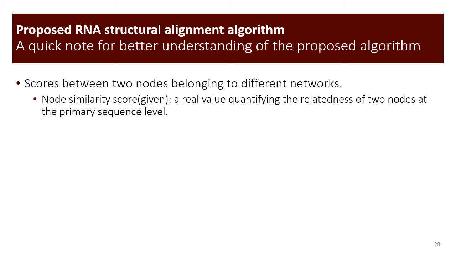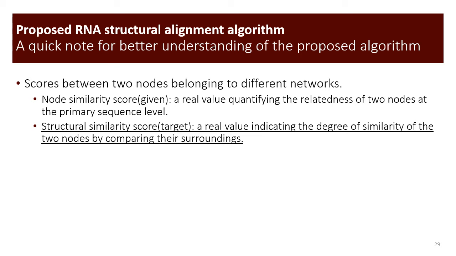Due to time constraints, I won't explain all the details of the algorithm. However, I would like to explain the key idea for how Monaco quantifies the structural similarity score between nodes. Before starting, there are three types of similarity scores between nodes in different networks that I would like to clarify. The node similarity score is a real value quantifying the relatedness of two nodes at the primary sequence level, which will be given. We can easily compute this score through existing software such as pair HMM or message passing.